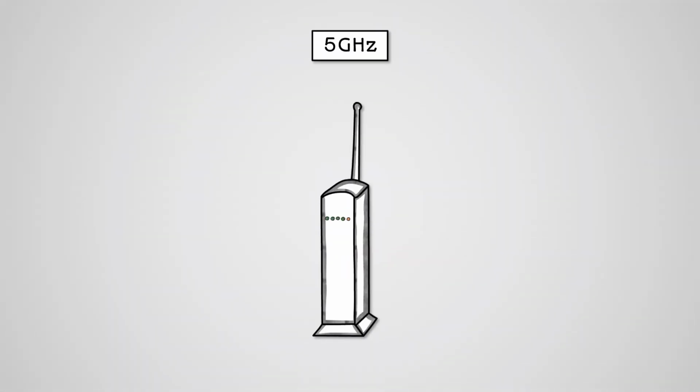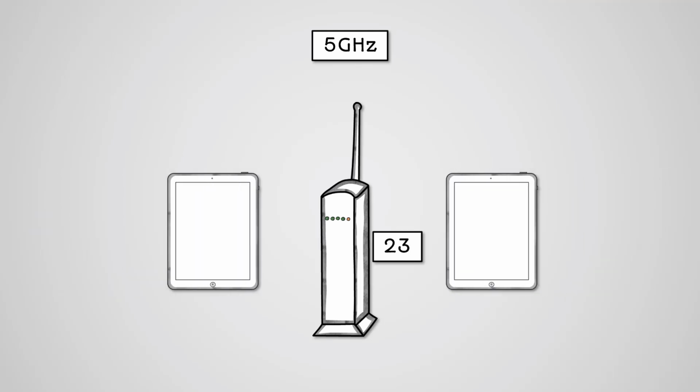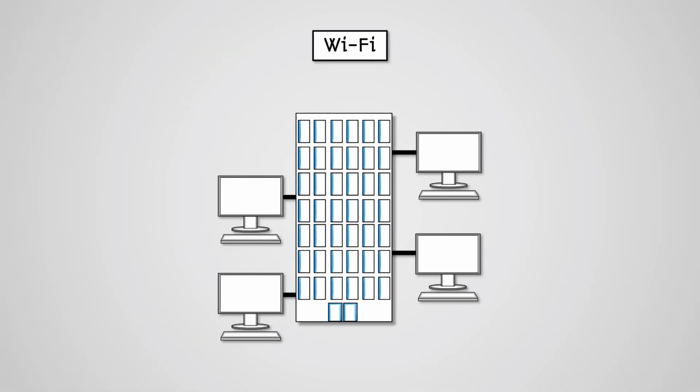The 5 GHz band has 23 non-overlapping channels as it is a lot wider. However, your devices need to be closer to the wireless access point and only newer devices can connect to the 5 GHz frequency. Wi-Fi is the most common technology for connecting wirelessly to a local area network.